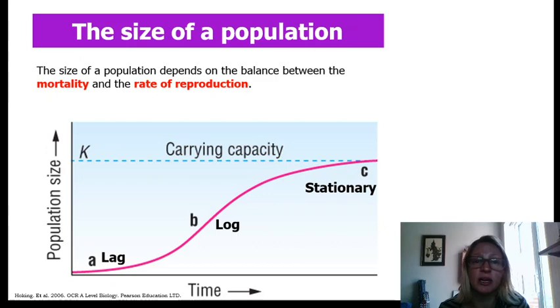So we looked a couple of weeks ago, before we broke up, at the things that determine the size of the population. And we talked about this idea of carrying capacity. So carrying capacity is the maximum population size that is sustainable for a particular organism, represented by the letter K here. And the size of the population is going to depend on a balance between mortality rate, death rate, and the rate of reproduction.